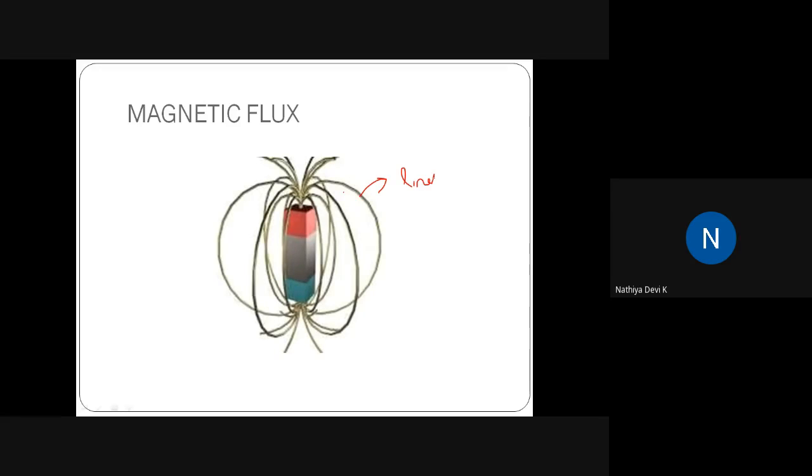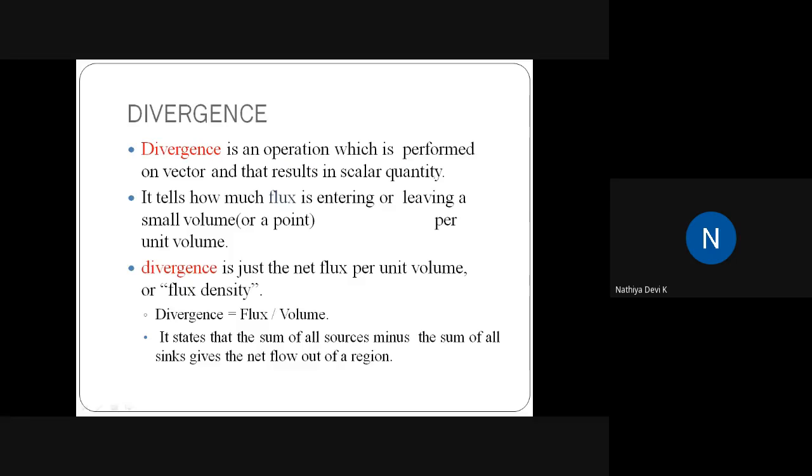Now coming to the topic divergence. I told you the next topic is divergence, right? Divergence is an operator performed on a vector. In the previous topic we performed the gradient. Gradient should be performed on a scalar value, so once you do a gradient of a scalar, your final answer is a vector. Divergence is opposite to gradient. It should be performed on a vector, and your final answer is a scalar quantity. This is the difference between divergence and gradient.